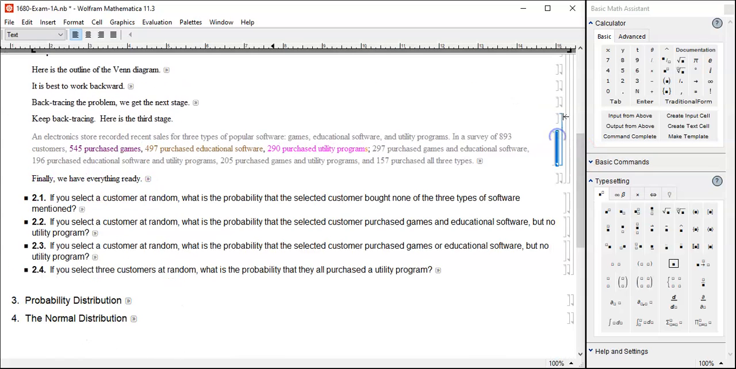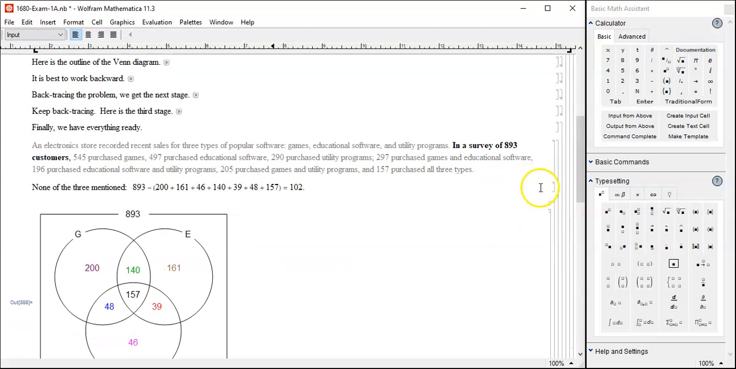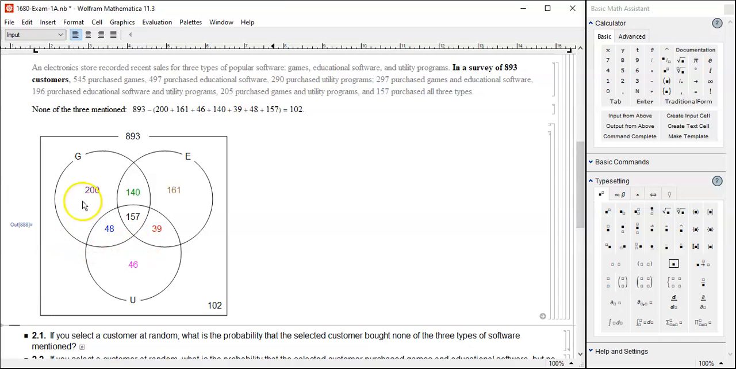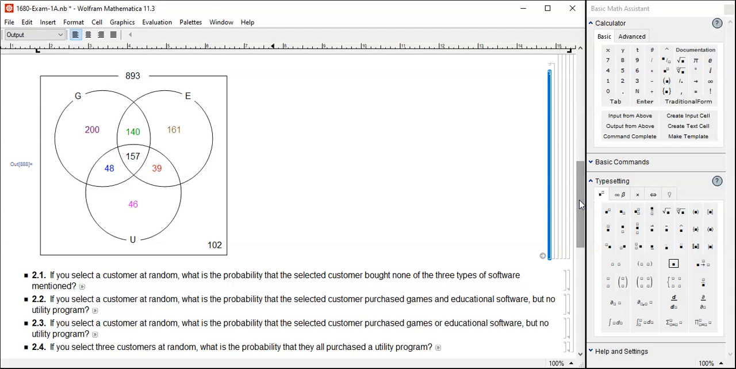All right, keep working backward. In a survey of 893 total, and then we got all these numbers. So subtract them away, and then we have 102. Those are the people who did not purchase any of those three software. These are only three most popular softwares out of maybe a dozen, and there are some other things people purchased. So they go 102 outside. We now have a completed Venn diagram, so we are ready to answer any question here.